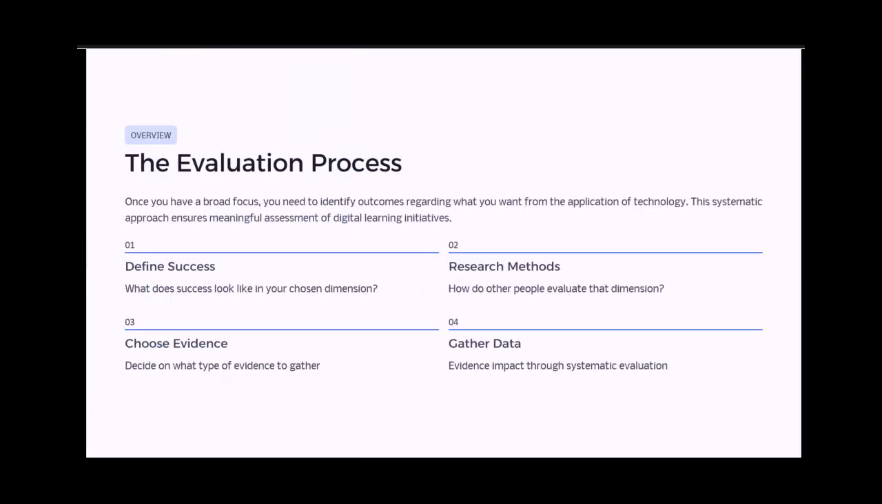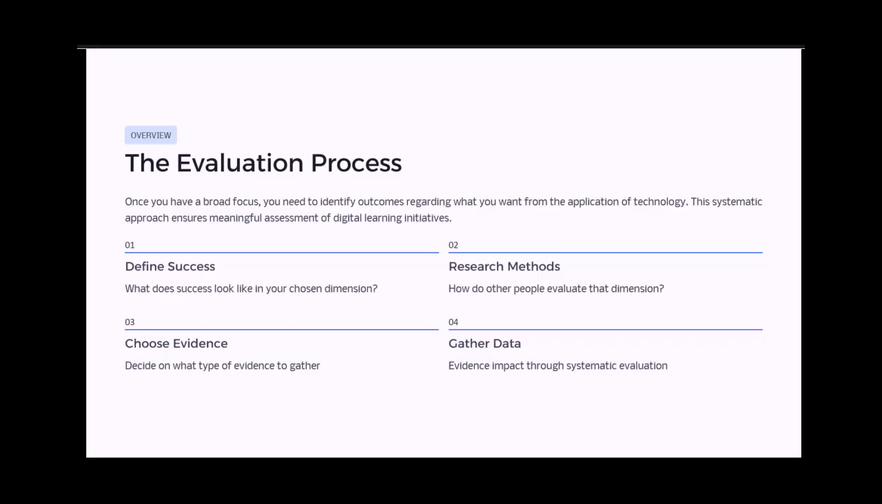So first of all, you might look at what does success look like in your chosen dimension. Then you look at how other people might evaluate that dimension. So for example, if you're looking at problem-solving skills, or academic performance, or student motivation, what does success look like? If you're looking at motivation, is it students being able to attend your class? Is it students asking questions? Is it students completing work without being asked?